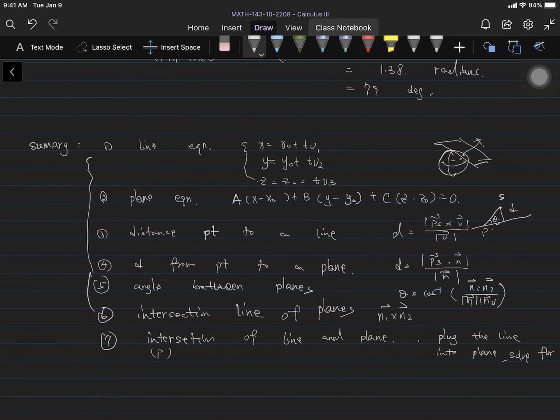So that's all we learned in this section, and they are everything we need to know for chapter 12. This section is pretty important. It's the application of cross product, dot product, and parametric equations. So definitely in the future, we're going to use them a lot. Okay, so we can stop here.